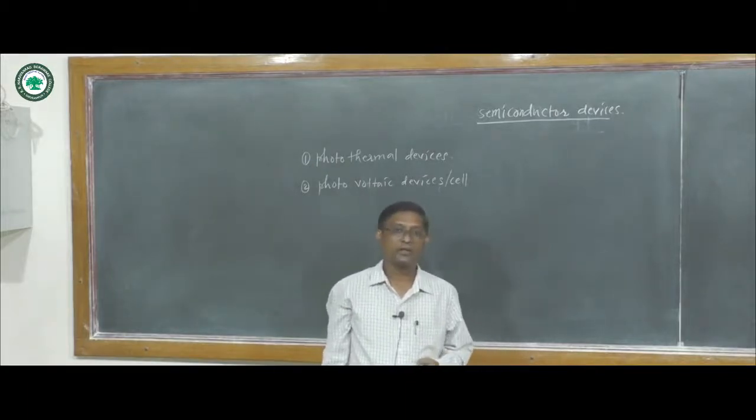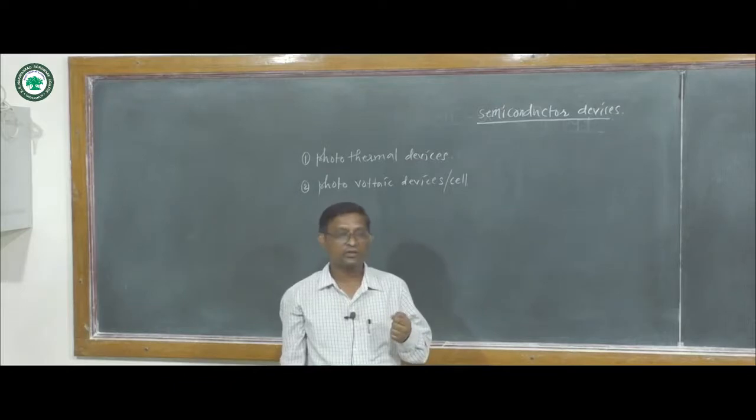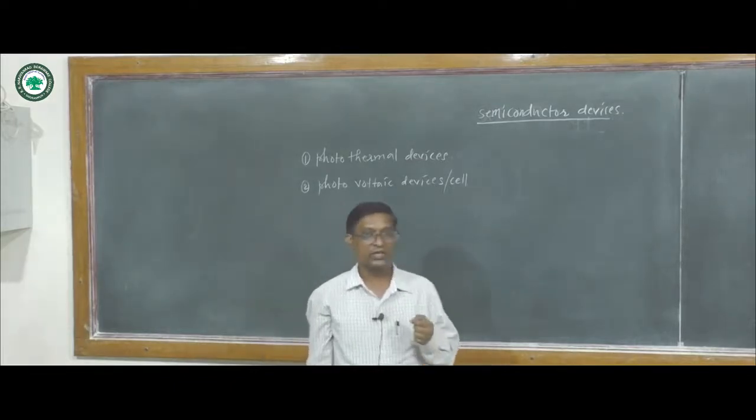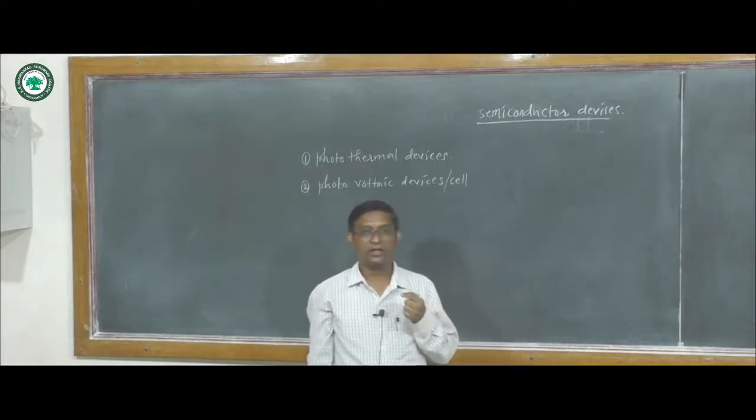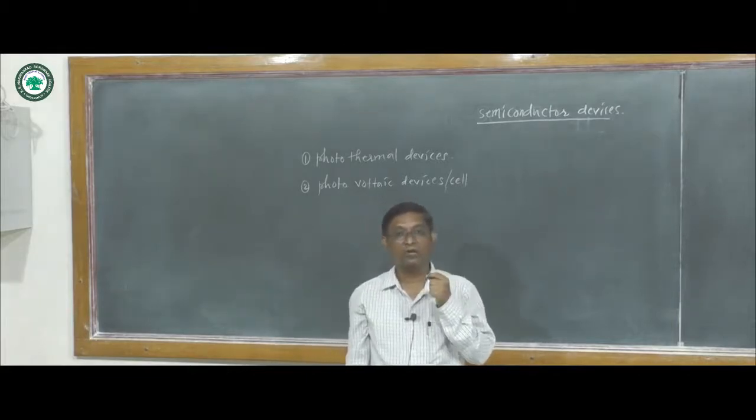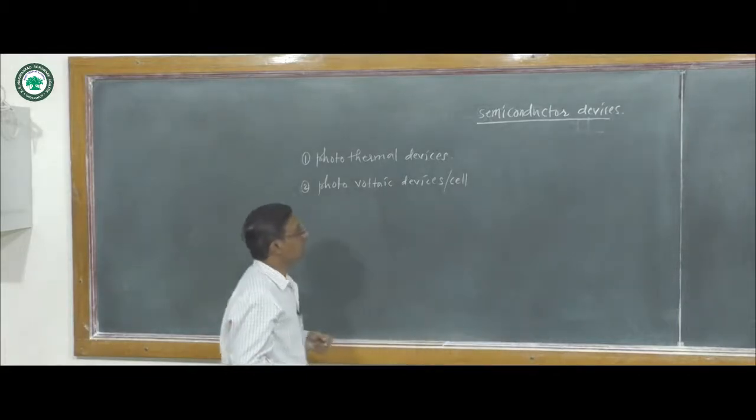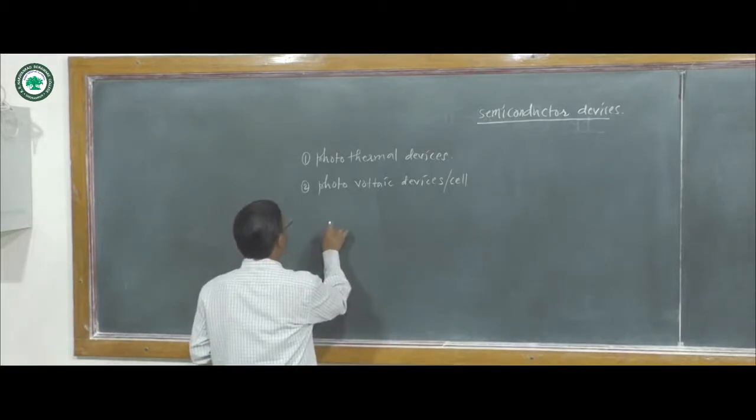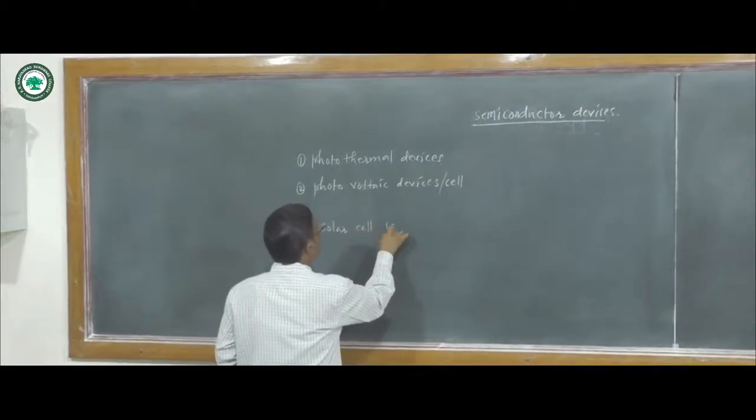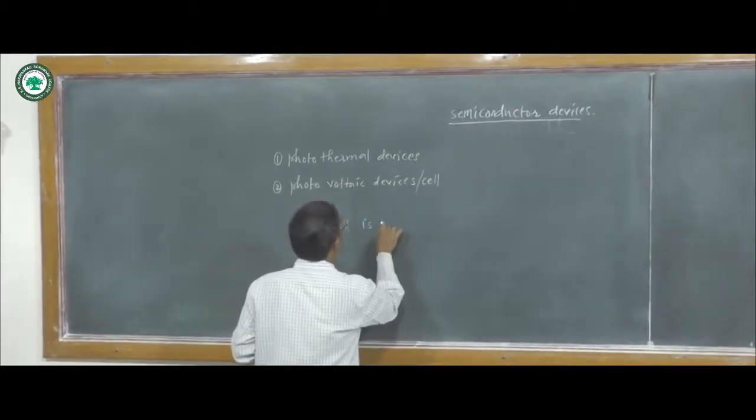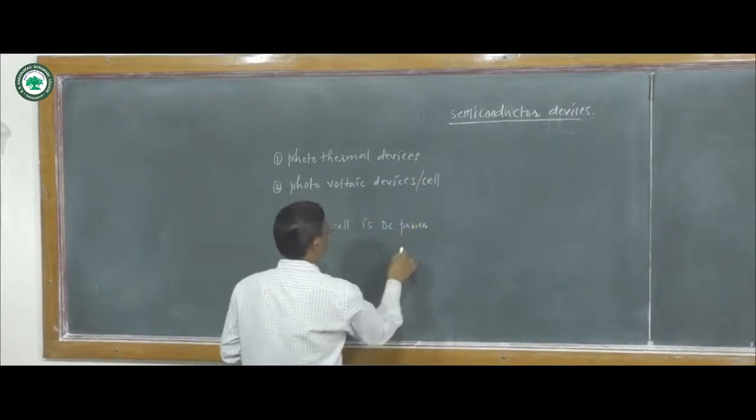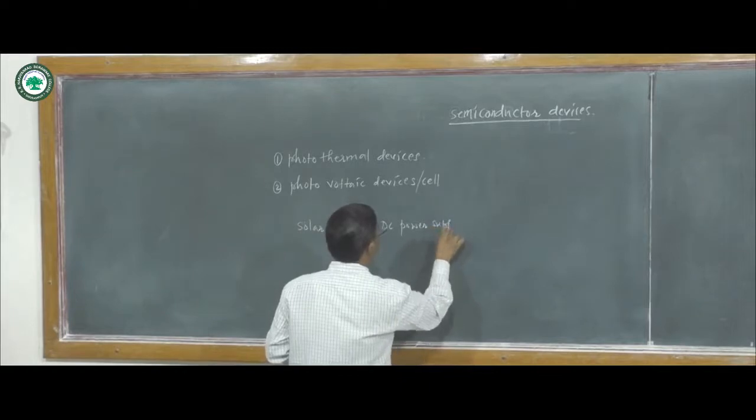The solar cell is a photovoltaic device, and it uses the solar energy to produce power. It acts as a DC power source. The solar cell is the DC power supply; it gives the DC power.